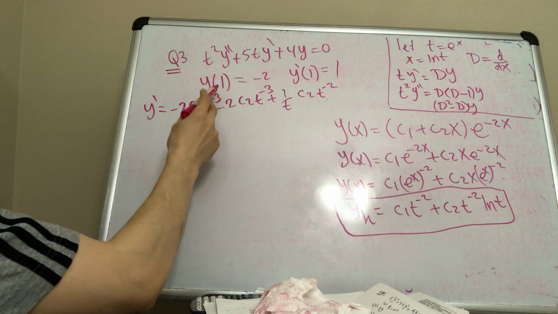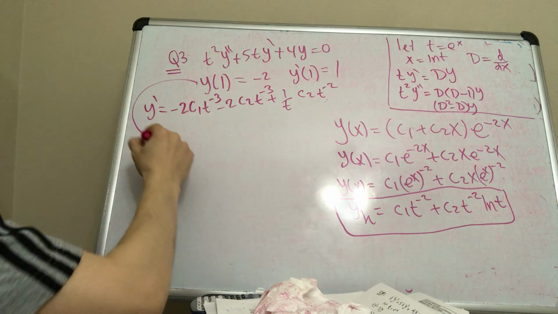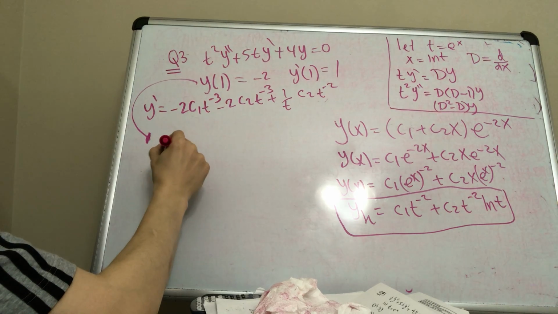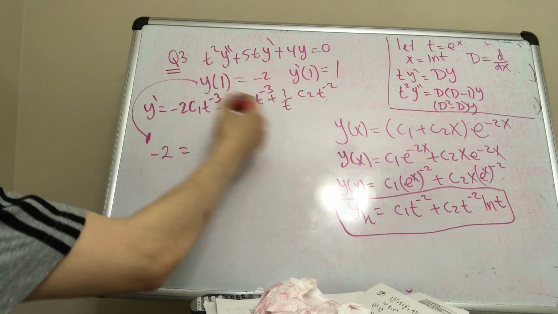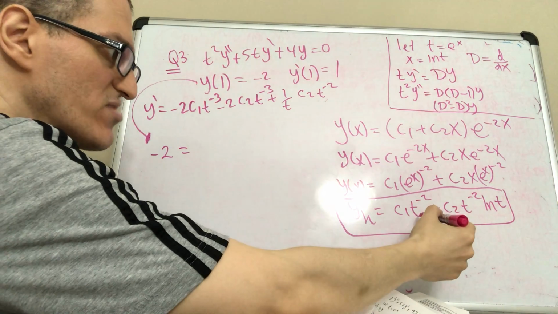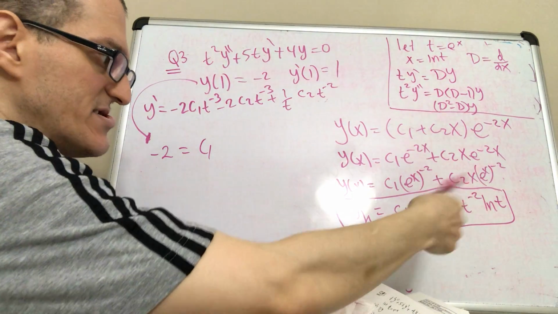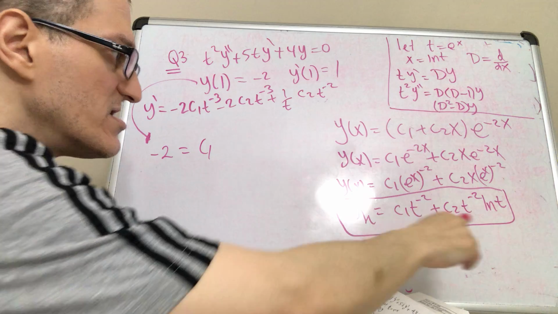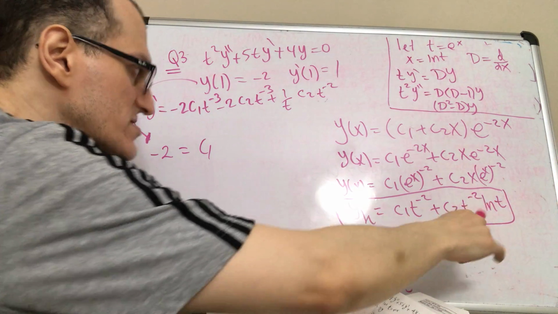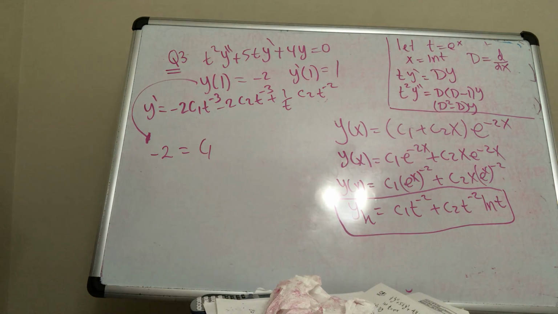Okay, so let's use the first condition. The answer is minus 2 if you plug 1 into this. Plug 1, c1, 1 to any exponent is 1. And you put 1 here, ln of 1, 0. So I figure out what c1 is. So I know c1 is minus 2.